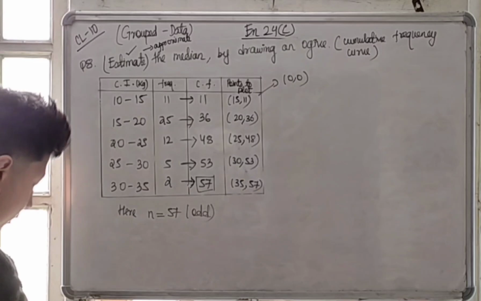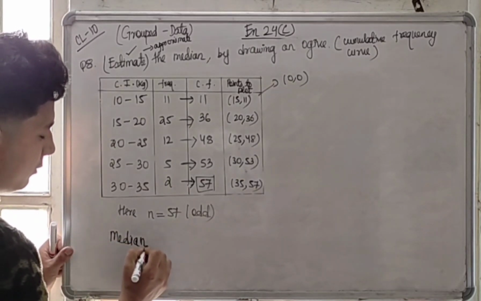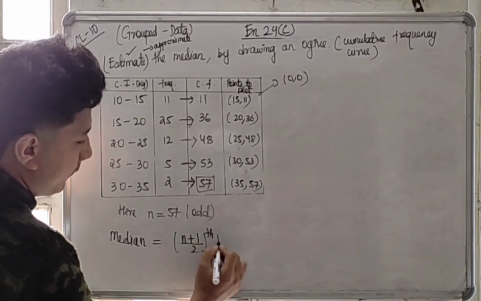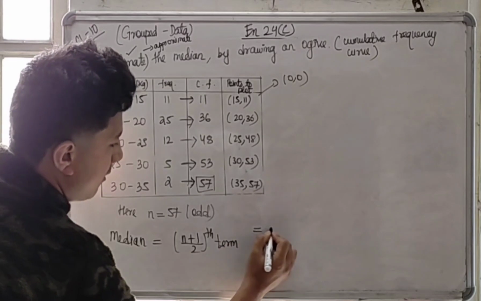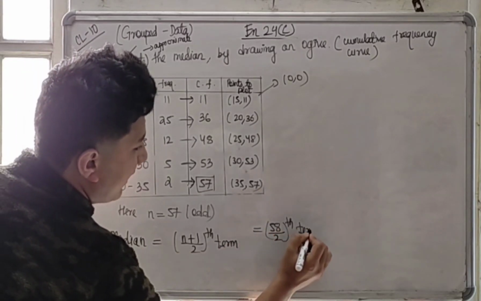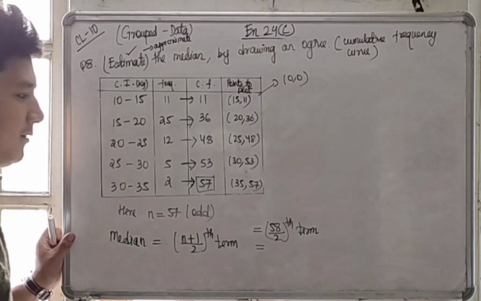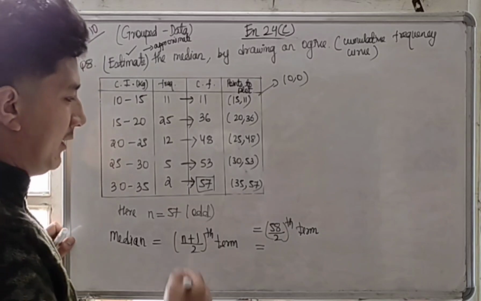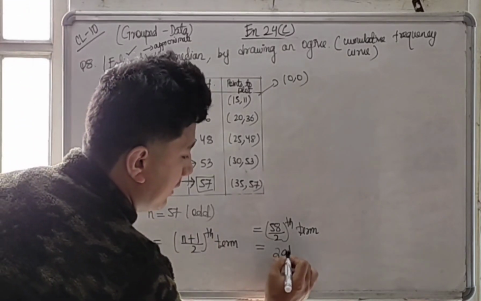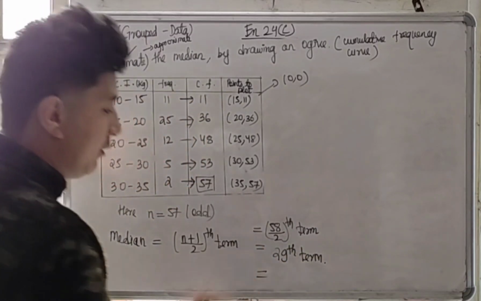As n is odd, I'll use the formula. The formula is the same, the (n plus 1) divided by 2th term. So therefore this is the 58 by 2th term. So 58 by 2th term means how much? Is it 26? No, not 26, 27, 28, 29th. Yes, the 29th term will be our median, and let's see what the median will be.